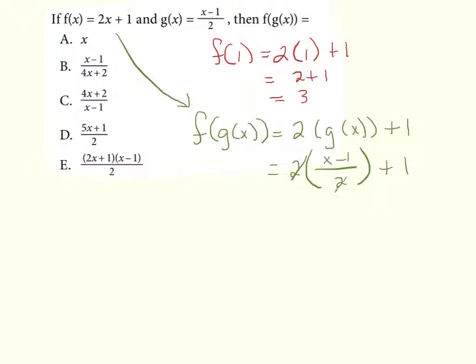Now the 2's cancel out, so you end up with x minus 1 plus 1, and the 1's cancel out, and you end up that your answer is x. So your answer would be A, which is x.